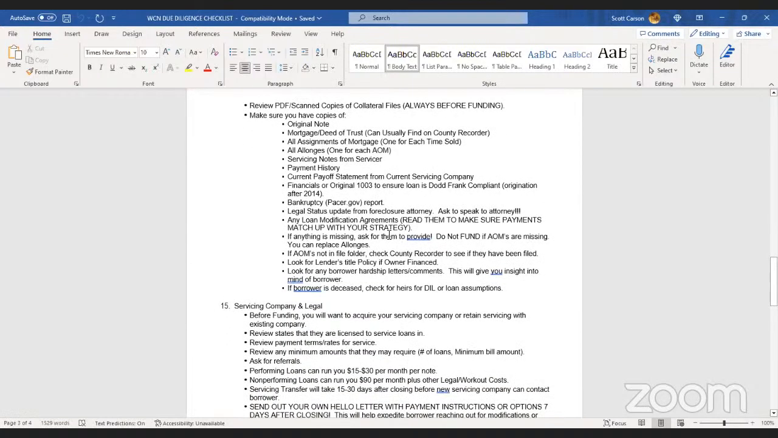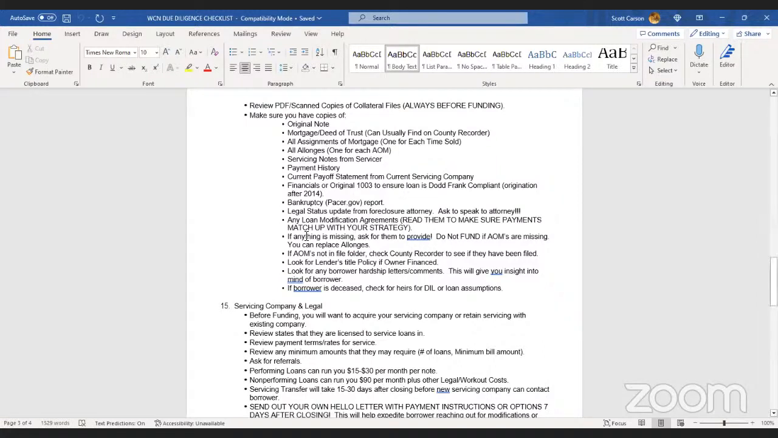Obviously, the bankruptcy report we've discussed. Ask to get any legal status. If the legal has already started, ask to speak to the attorney via email or see the email notes from the attorney. Do not take the seller's word. Say, I need to see something in writing and tell me where they're at.